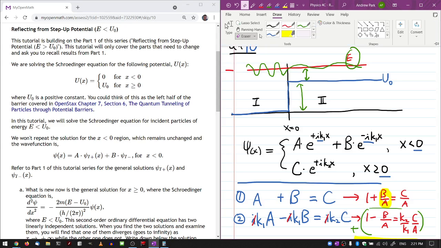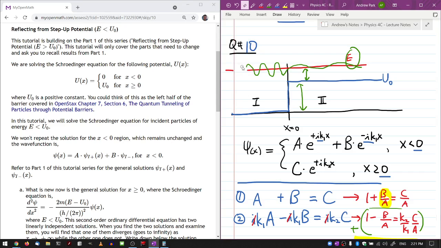I'm going to change my eraser. It's annoying me that it's not a stroke eraser.